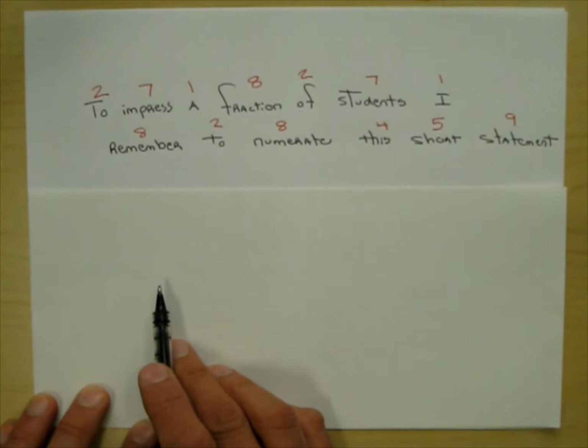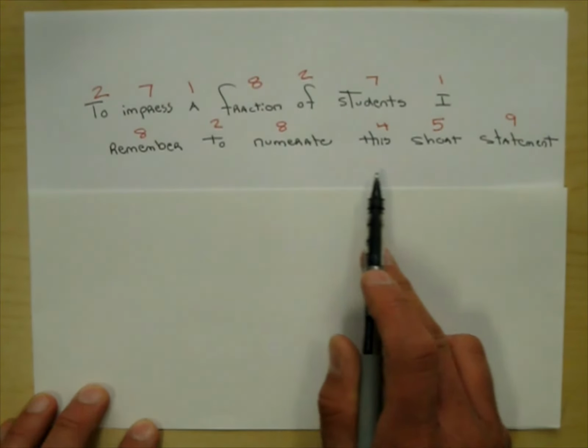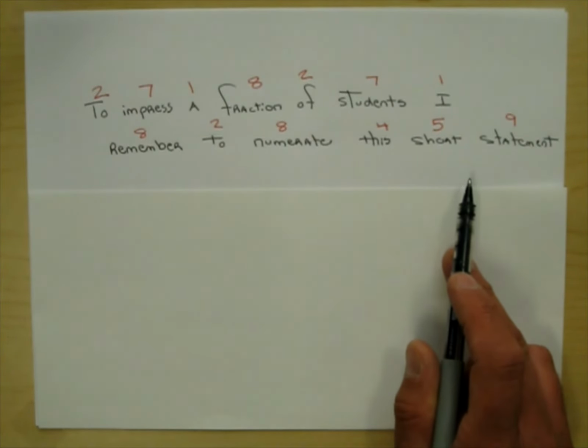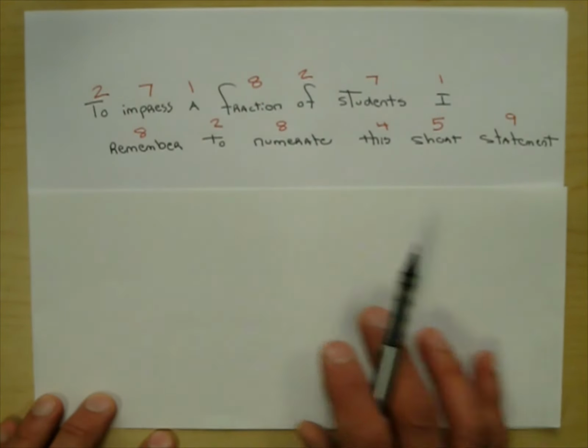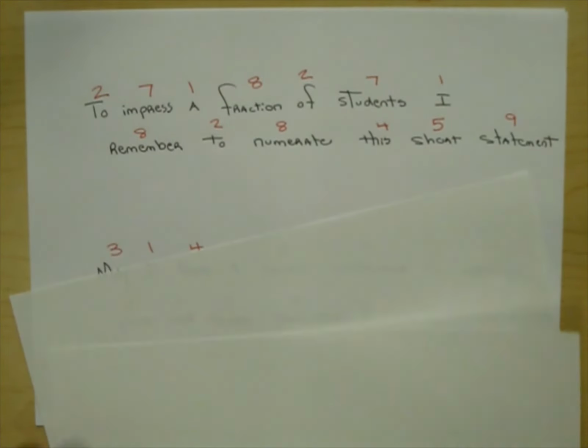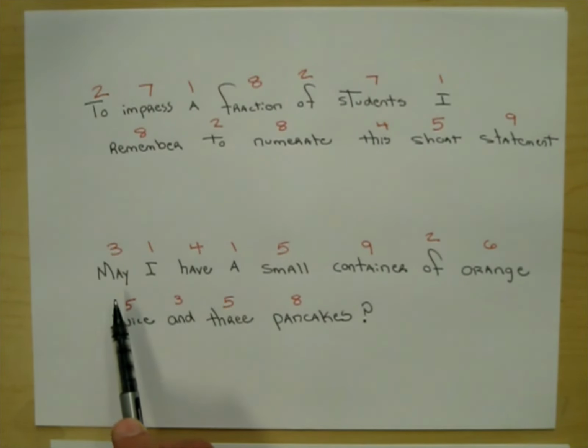Okay, we're back to the paper, and here's that statement I said. To impress a fraction of students, I remember to numerate this short statement, and that gives you about 13 numbers there. You guys also might appreciate this one. May I have a small container of orange juice and 3 pancakes? Look at that one. That helps you memorize pi. There's another one, but I didn't want to write it down because it was a little longer. How I want a drink, alcoholic of course, after the heavy lectures involving quantum mechanics. So that one goes a little further.